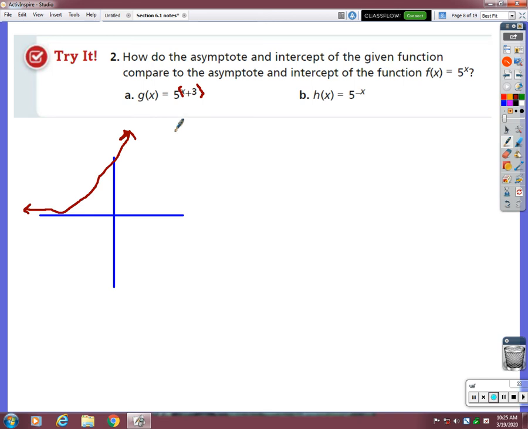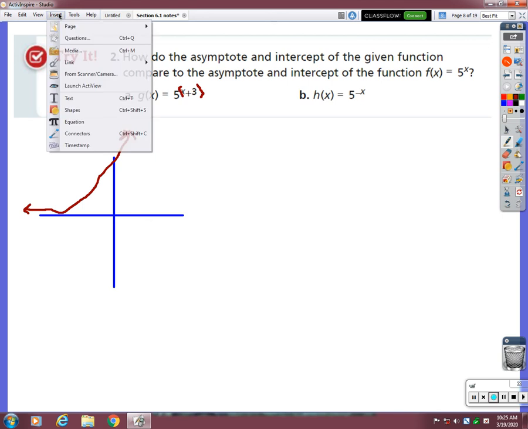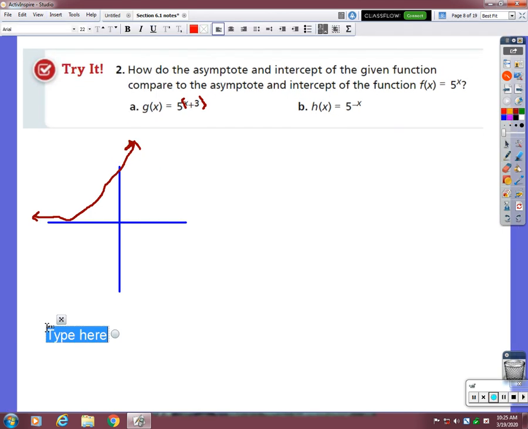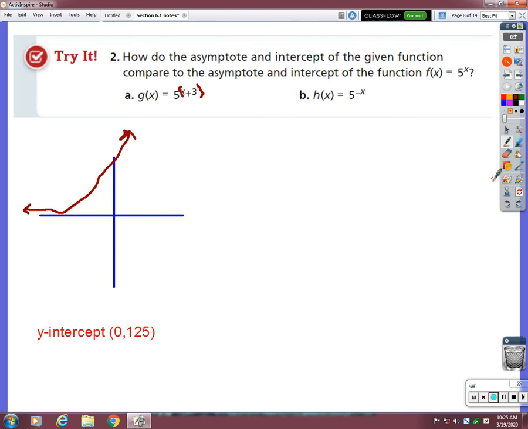Remember, you can always find the y-intercept by plugging in 0 for x. So in this case, if I plug in 0 for x, I would get 5 to the 3rd. So that means that the y-intercept of this graph will be all the way up at 125, which is 5 to the 3rd power. So good thing I didn't put a scale on my graph there, so you guys can't get mad at me for doing that wrong.